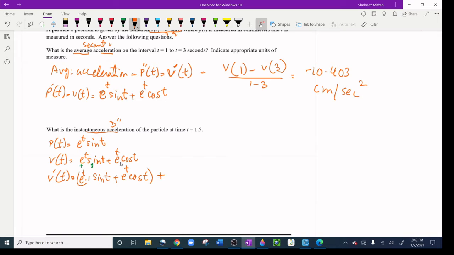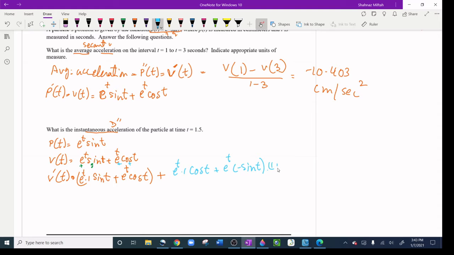Then I have a plus, and I have to get the derivative of this. That's again my product rule. So e^t times 1. Then cosine t is going to stay as it is, plus, e^t stays as it is, and the cosine derivative is negative sine t. The t derivative is 1. So here we go. That's all we have.